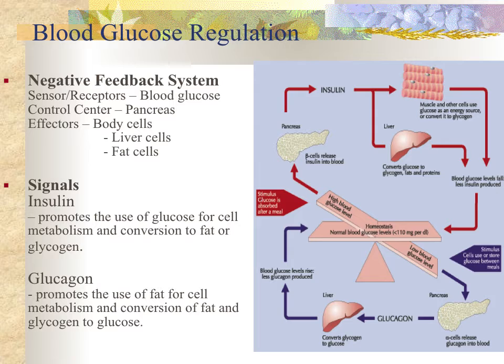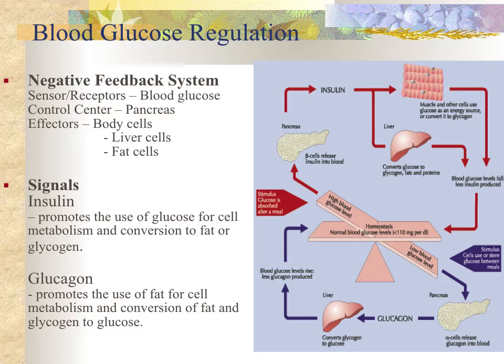That will cause muscle and other cells to use glucose as an energy source, and it'll cause them to convert excess glucose into glycogen, into storage form, and it'll cause the liver to make glycogen and fats, as fat cells as well will make fat. And all these things will take blood glucose and reduce it so that the normal levels are restored.